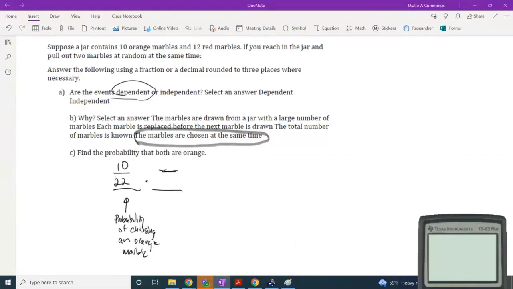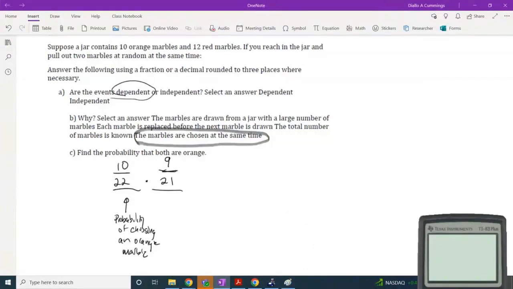What about the second probability? Keep in mind now, we've already taken an orange marble out, so that would make the top 9. So there's a total of 9 marbles to choose from now. What about the denominator? We no longer have 22 marbles, because we took 1 out. So we now have how many marbles? 21.